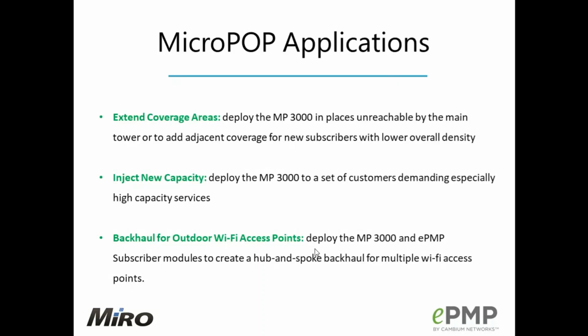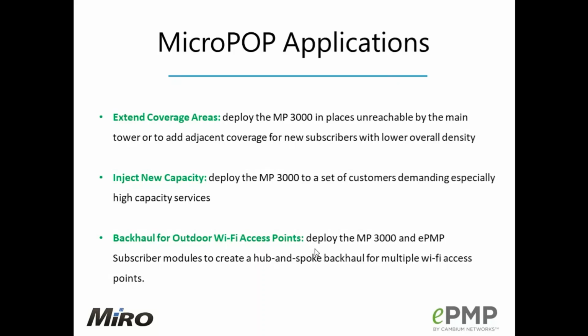So you deploy the MicroPOP 3000 ePMP and ePMP subscriber modules to create a hub and spoke backhaul for multiple Wi-Fi access points. So what that basically means is if you've got an application, let's say a university, where you want to set up multiple Wi-Fi hotspots, maybe one by the main hall, maybe one by the main canteen, another one by the sports grounds. Okay, you need to get Wi-Fi to each of those locations.